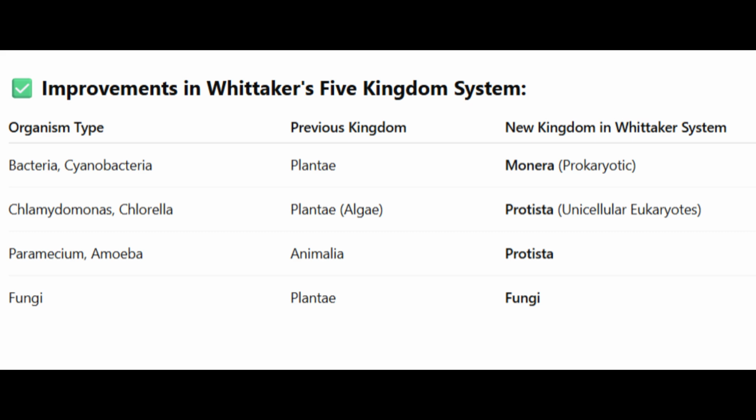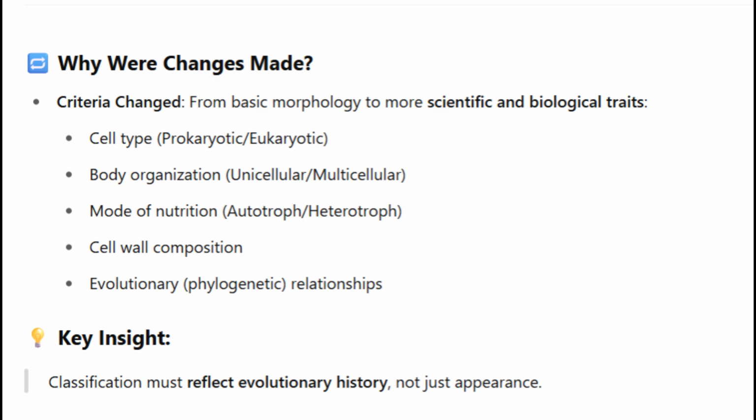Why were changes made? Criteria changed, from basic morphology to more scientific and biological traits. Cell type, prokaryotic/eukaryotic. Body organization, unicellular/multicellular. Mode of nutrition, autotroph/heterotroph. Cell wall composition. Evolutionary, phylogenetic, relationships.